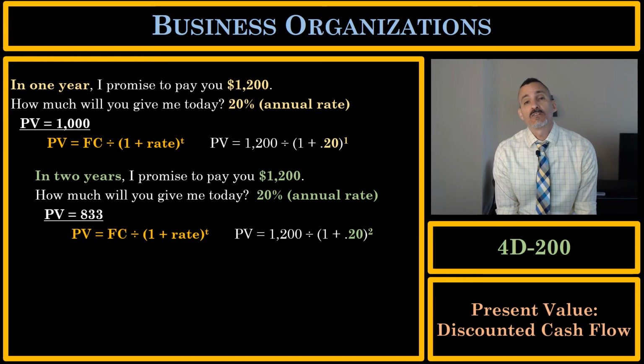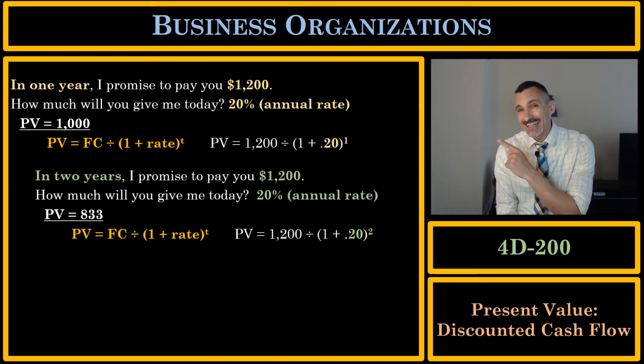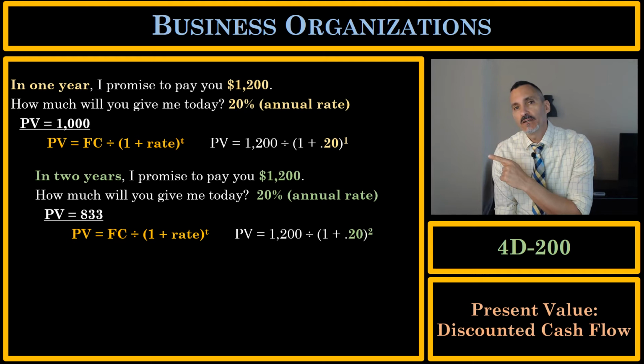Right? How does our formula change? Well, that formula doesn't change. It's still present value equals future cash divided by 1 plus the rate to the power of t. The t changes. That's the only thing that changes here. And the t is 2 years.